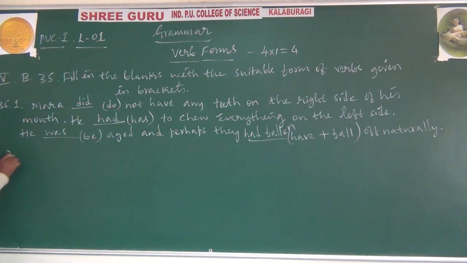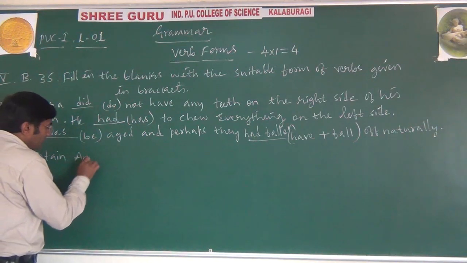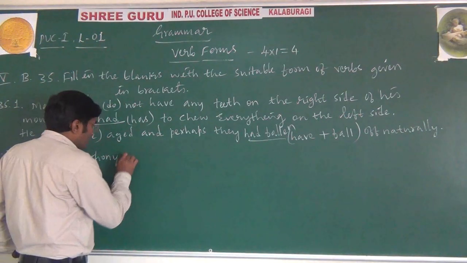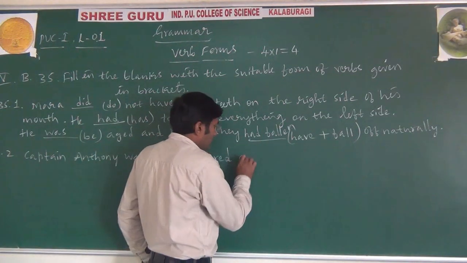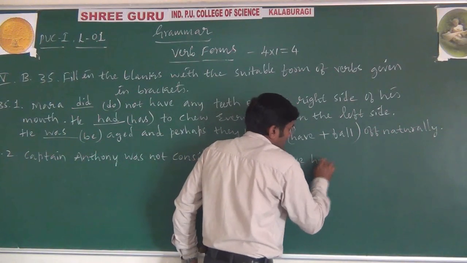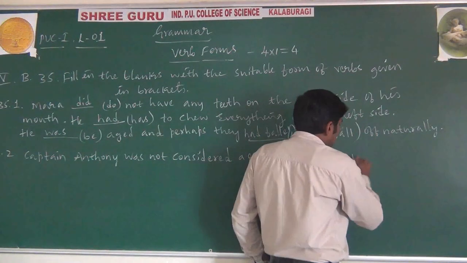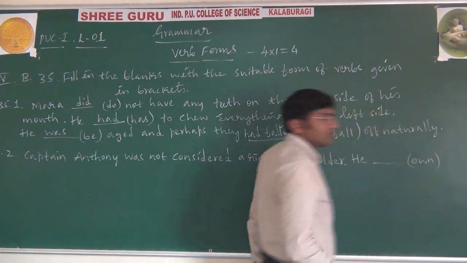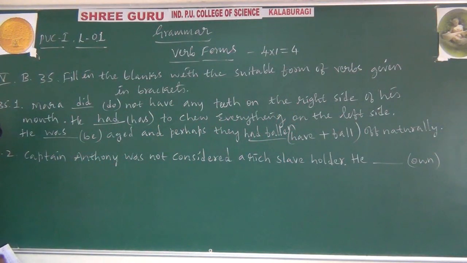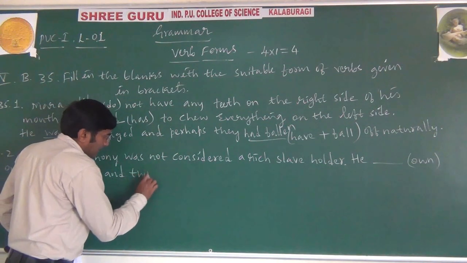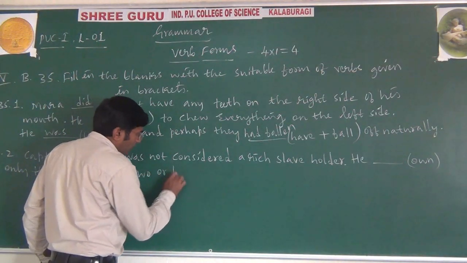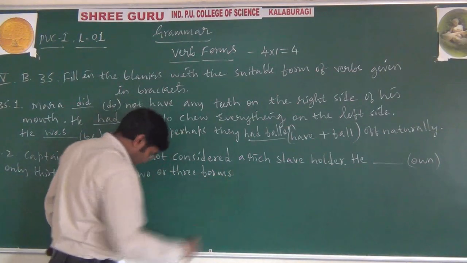Now, 35th, second exercise. Captain Anthony was not considered a rich slave holder. He (own) only 30 slaves and two or three farms.